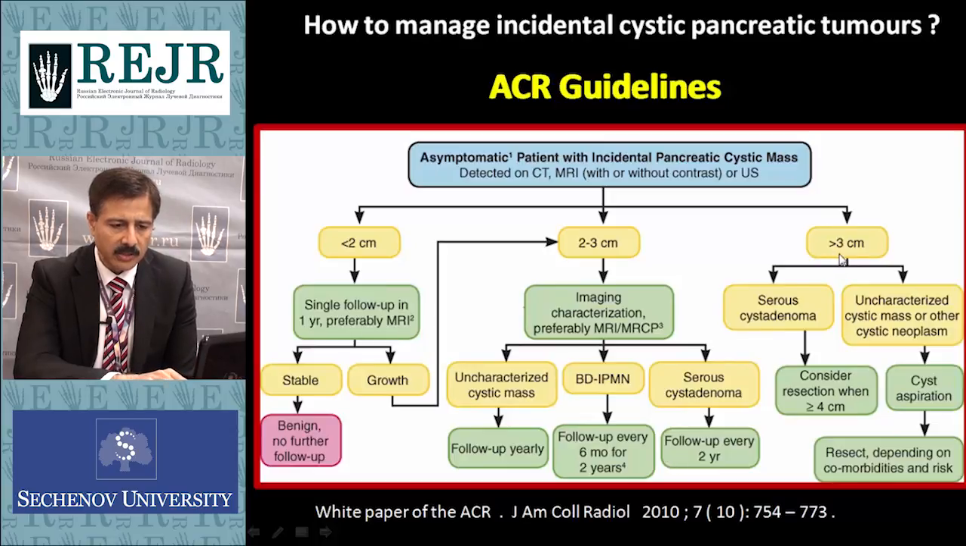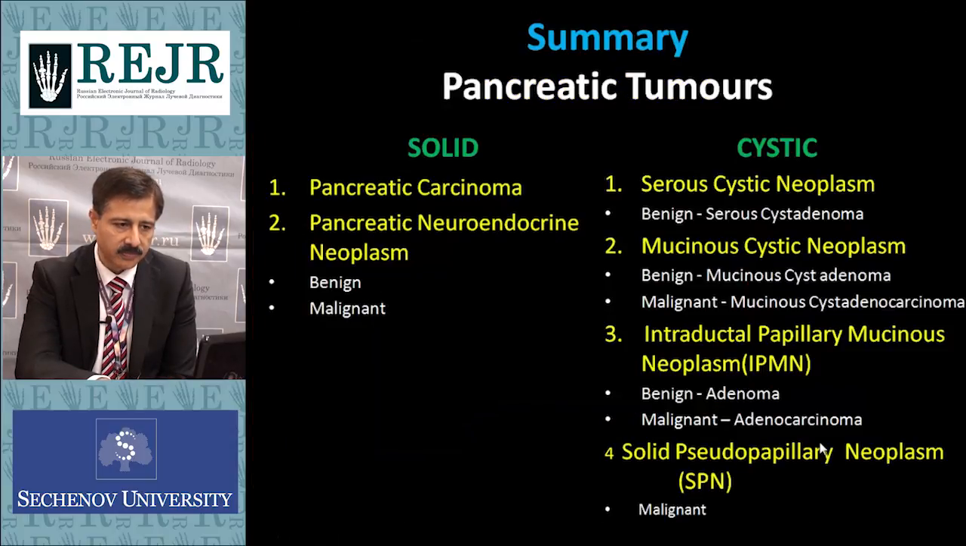Now the recommendation in this third group, where a lesion is more than 3 centimeter, is slightly different. If it is a serous cystadenoma, particularly if it is more than 4 centimeter, then resection is considered. On the other hand, if the lesion is uncharacterizable, then you do cyst aspiration. And depending on comorbidities, etc., you can resect the lesion. So these are general guidelines which one can follow in such cases.